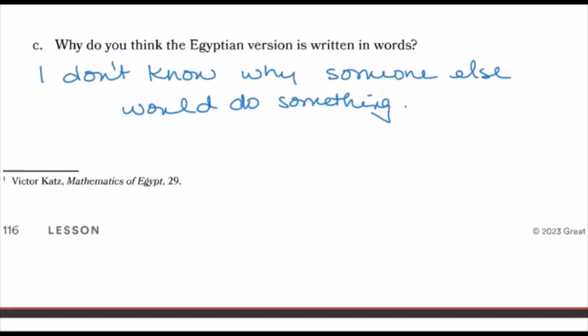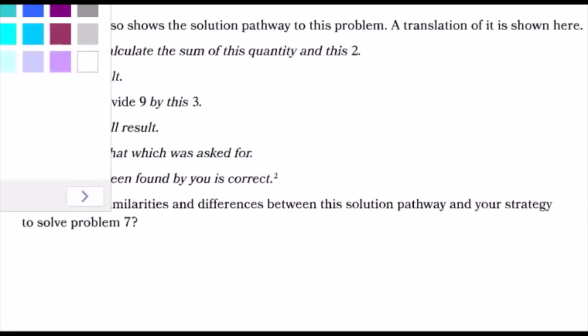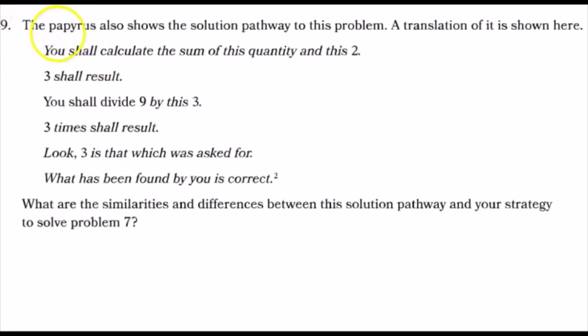Maybe that's just how they did things. Maybe the rationale was similar to me making this video, because it kind of tells you how to solve it, which is what they're getting at in number 9. So in number 9, they're talking about the first line, you shall calculate the sum of the quantity and this 2.